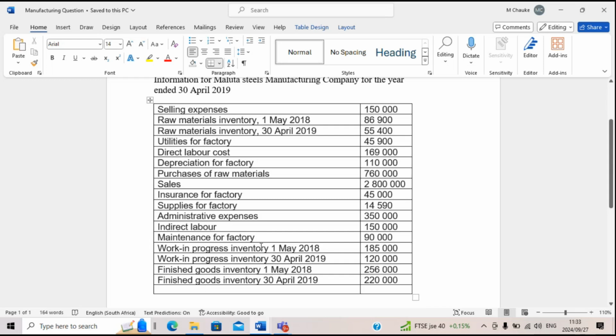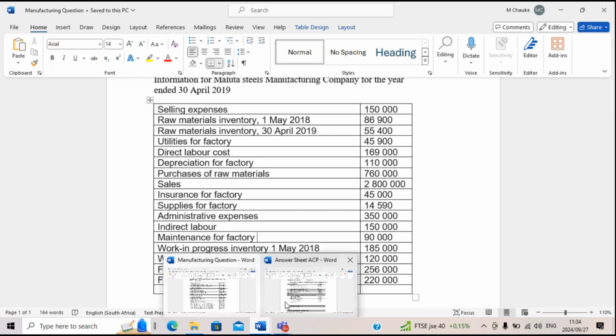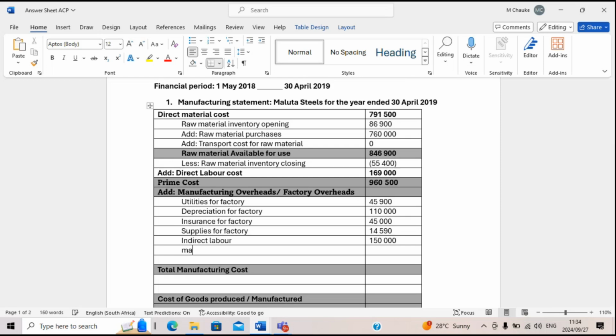Another one, which I hope is the last one, is maintenance for factory. Maintenance for factory.